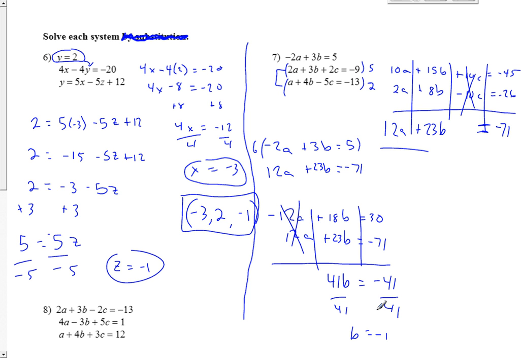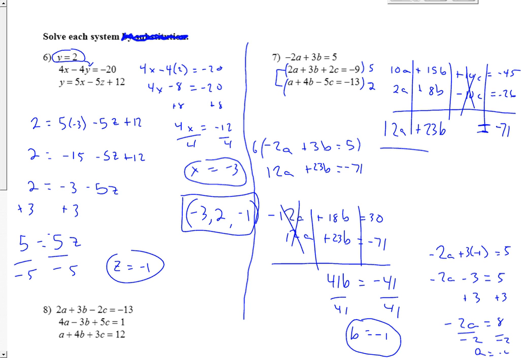All right, so now I have b equals negative 1. I can plug that back into the first equation. So negative 2a plus 3 times negative 1 equals 5. And I can solve for a. So that's negative 2a minus 3 equals 5. I'm going to add 3. Get negative 2a equals 8. Divide by negative 2. Then get a equals negative 4.